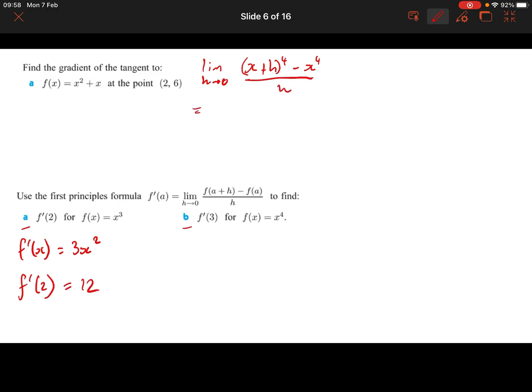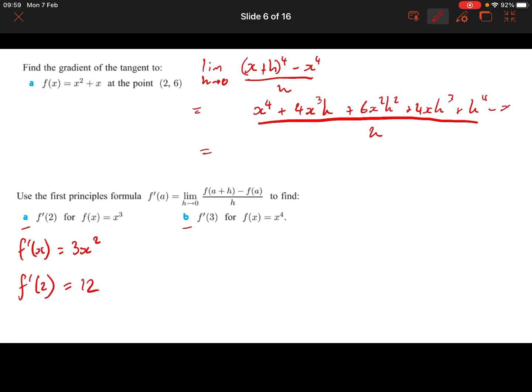Right, I won't bother with the limit bit because I just want to save time. So it's x to the power of 4 plus 4x to the power of 3 h plus 6x squared h squared plus 4xh cubed plus h to the power of 4, all over h, minus x to the power of 4. So x to the power of 4 disappears, it cancels away.